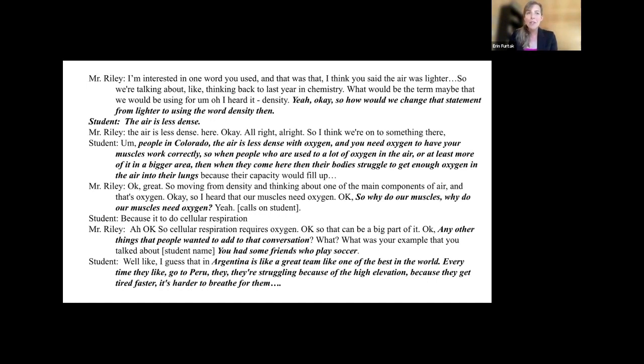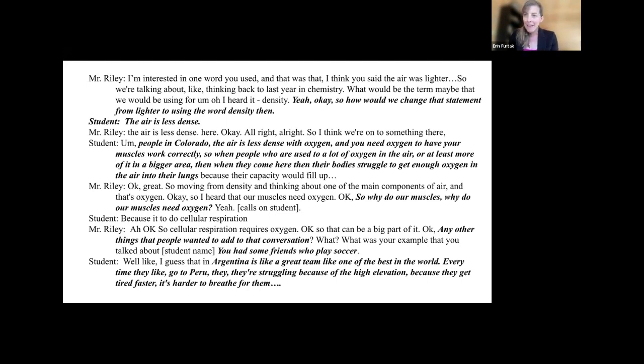And we see the teacher, who is Mr. Riley, picking up on how students are using particular words, like how the air was light, and how we're thinking back to chemistry. How would we change from lighter to using words like density? Inviting students to reason about what's going on here in Colorado in our own community, and students talking about how air is less dense with oxygen, how people are used to having a lot of oxygen, struggle to get air into their lungs.